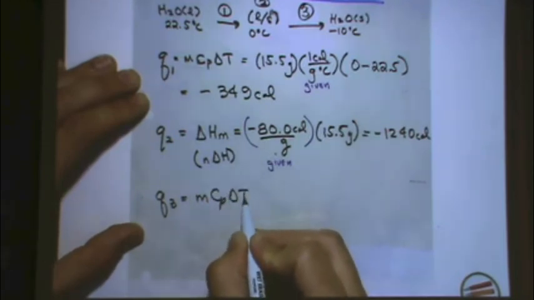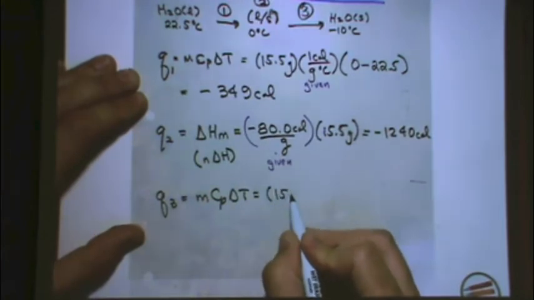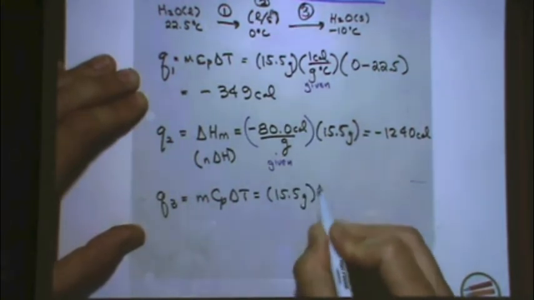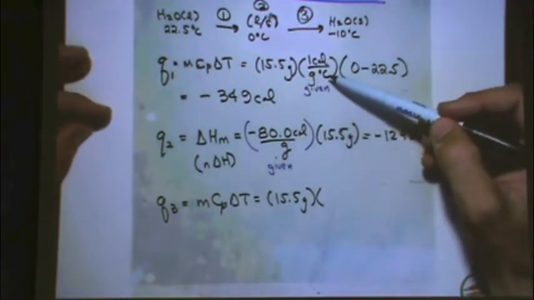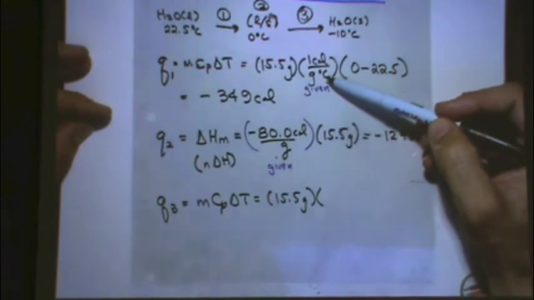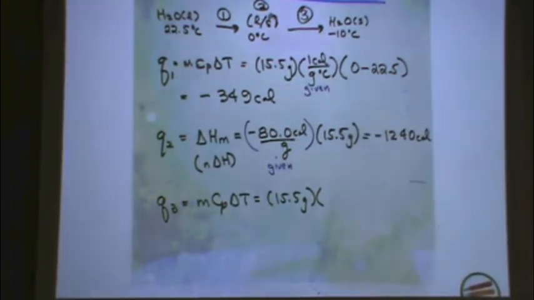Again, this is a temperature change now. We're back to changing temperature. So mass is still the same, 15.5 grams. Cp, what do you think? Is it the same or a different number than this one? It's going to be different because it's a different phase. Even though it's the same molecule, it's a different phase. Ice has a different heat capacity than liquid water.